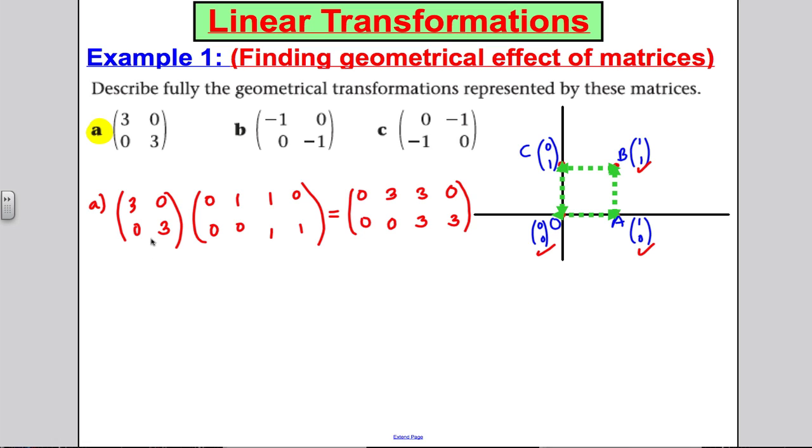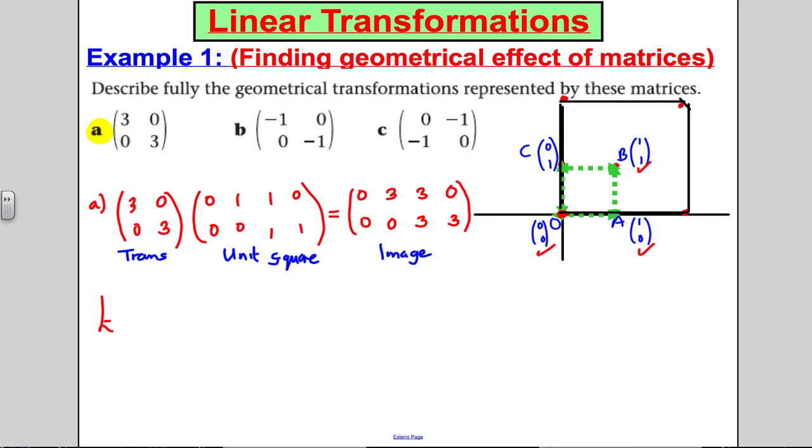So when I apply this matrix, so this is my transformation, to the unit square, these are the corners of the unit square, that's my input, this is my image. Okay, so these would be the points. 0, 0 stays where it is, 1, 0 goes to 3, 0, 1, 1 goes to 3, 3, and 0, 1 goes to 0, 3. And if I draw that in, what has happened to this shape here? It is a square, but it has been enlarged by a scale factor of 3. So this matrix represents an enlargement by scale factor equal to 3.